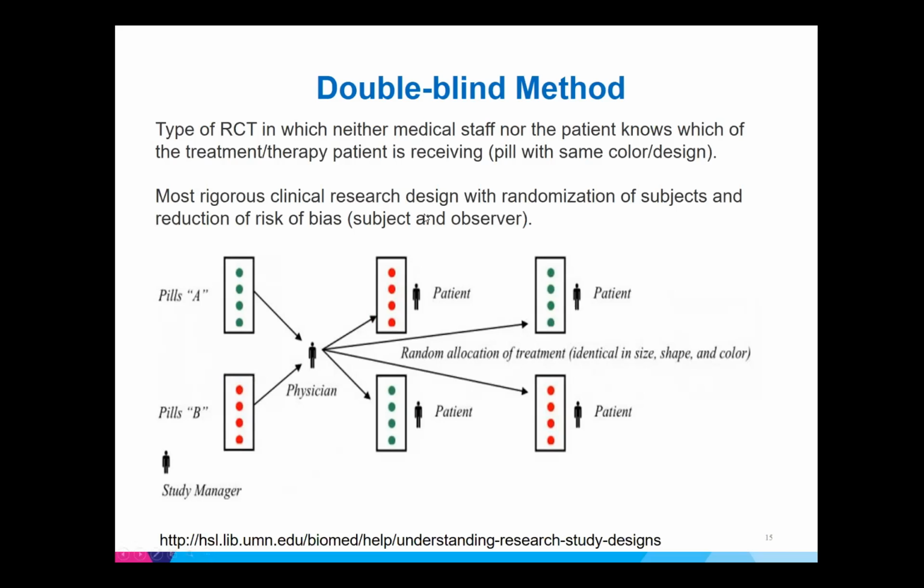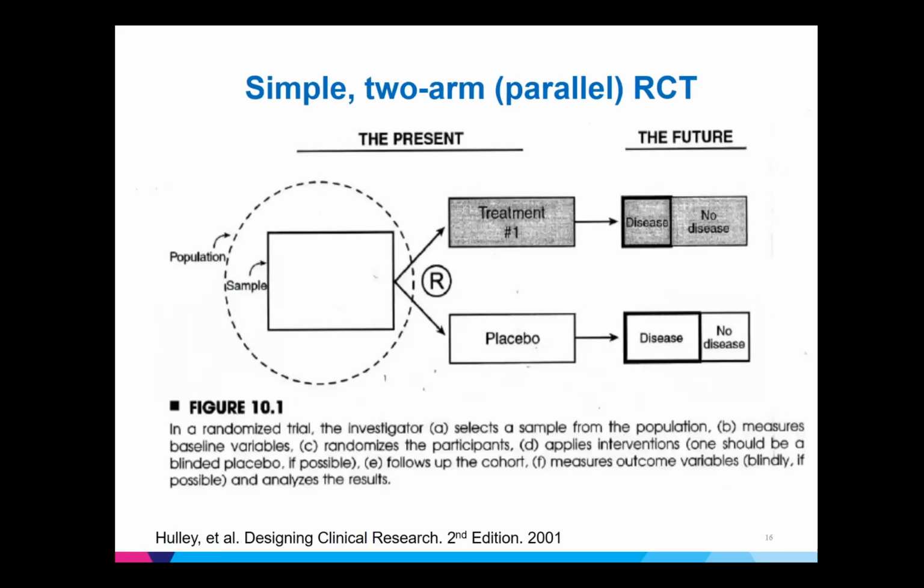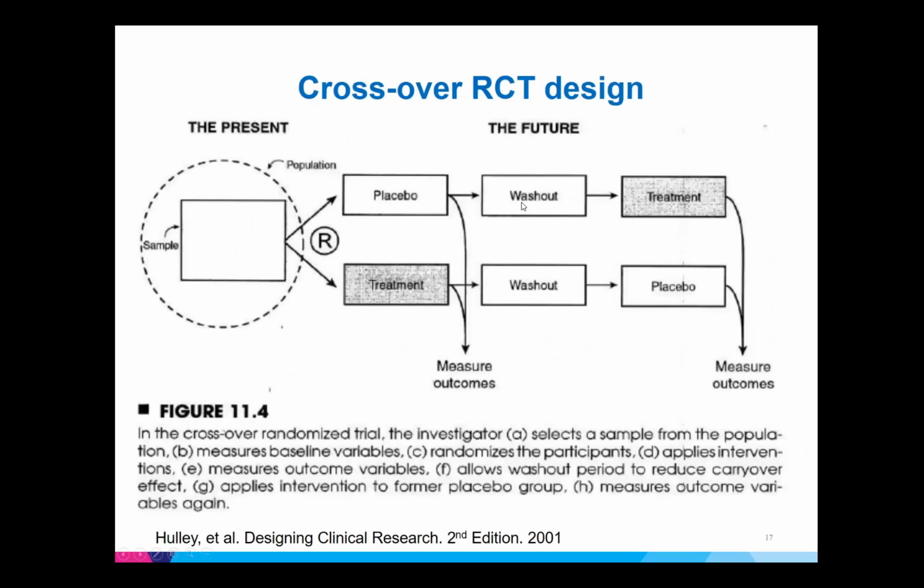It's the most rigorous clinical research design because you're still randomizing the subjects and reducing the risk of bias for both the subject and the observer. And then you have the simple 2-arm parallel RCT, which has your treatment and your placebo, and you're looking for disease or no disease or whatever outcome you're looking for. First, you start off with not a population, but a sample of the population, and you randomize them to treatment or placebo and look at whatever outcomes you're looking at. And that's a simple 2-arm parallel RCT.